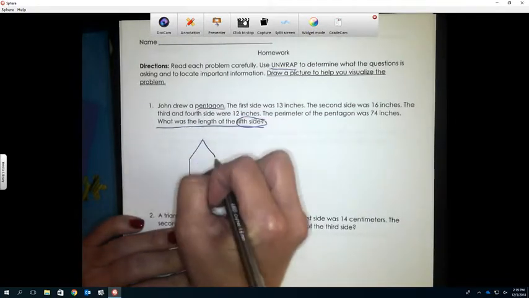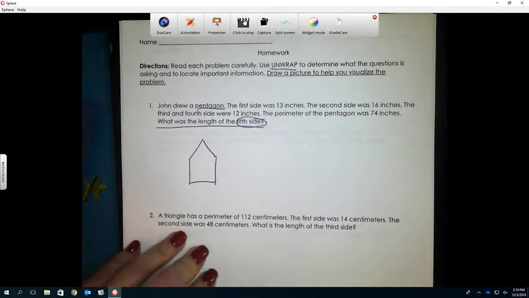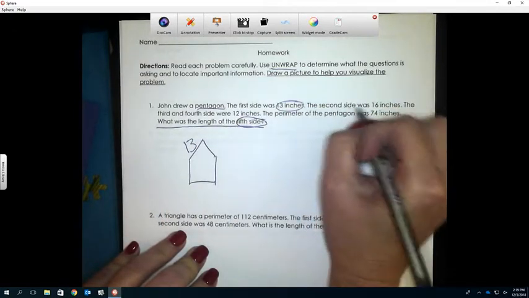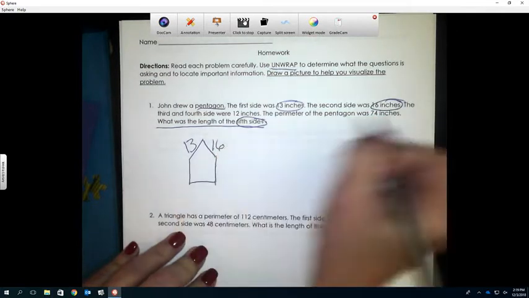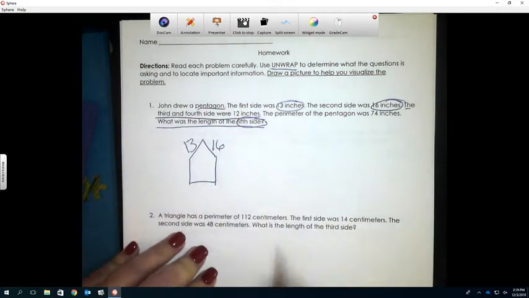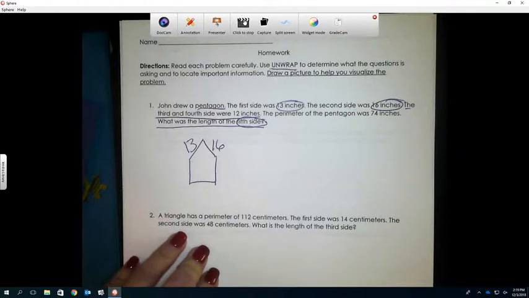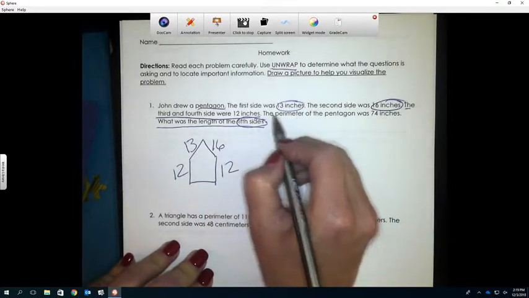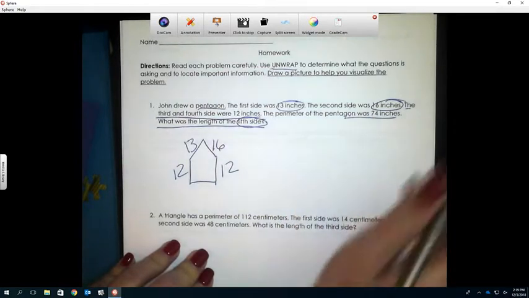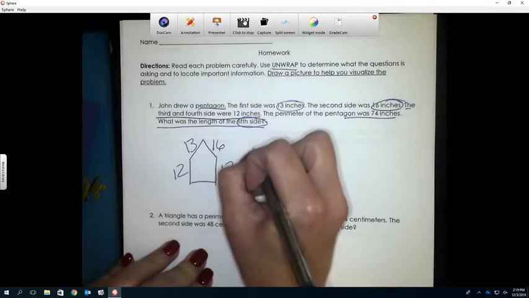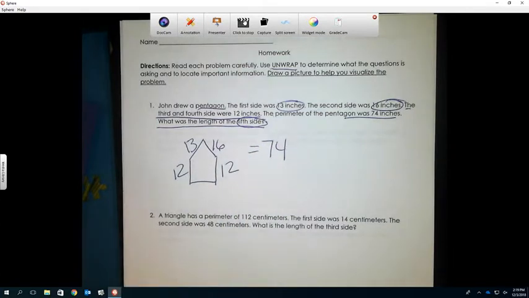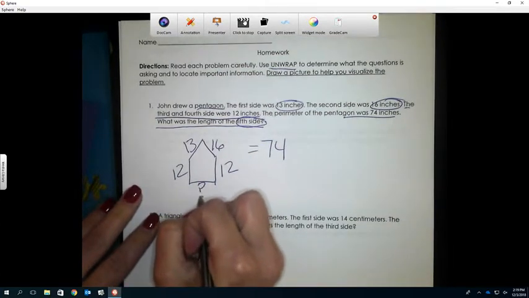Remember, it doesn't have to be exact. And it says the first side was 13 inches. I'm going to do this one here. The second side was 16 inches. The third and fourth side were 12 inches. The perimeter of the pentagon was 74 inches. That means the total. The total was 74. So I have one side that is missing. I have to solve for this side.